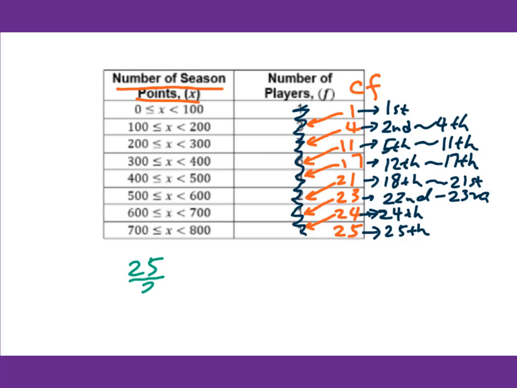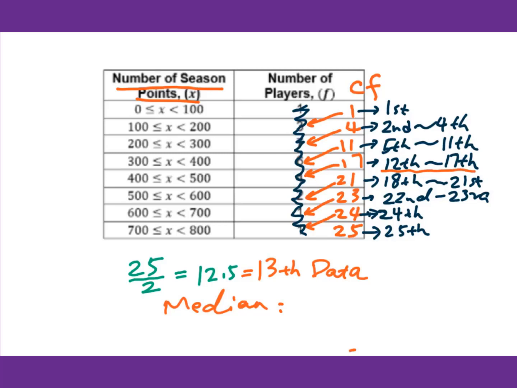For 25, we divide by 2, because we try to find the median. So we get 12.5. 12.5 means the 13th data. So I need the 13th. That will be the median. So where is the 13th data? It's from here. Therefore, the median will be from 300 to 400. We write down x greater than or equal to 300, less than 400.